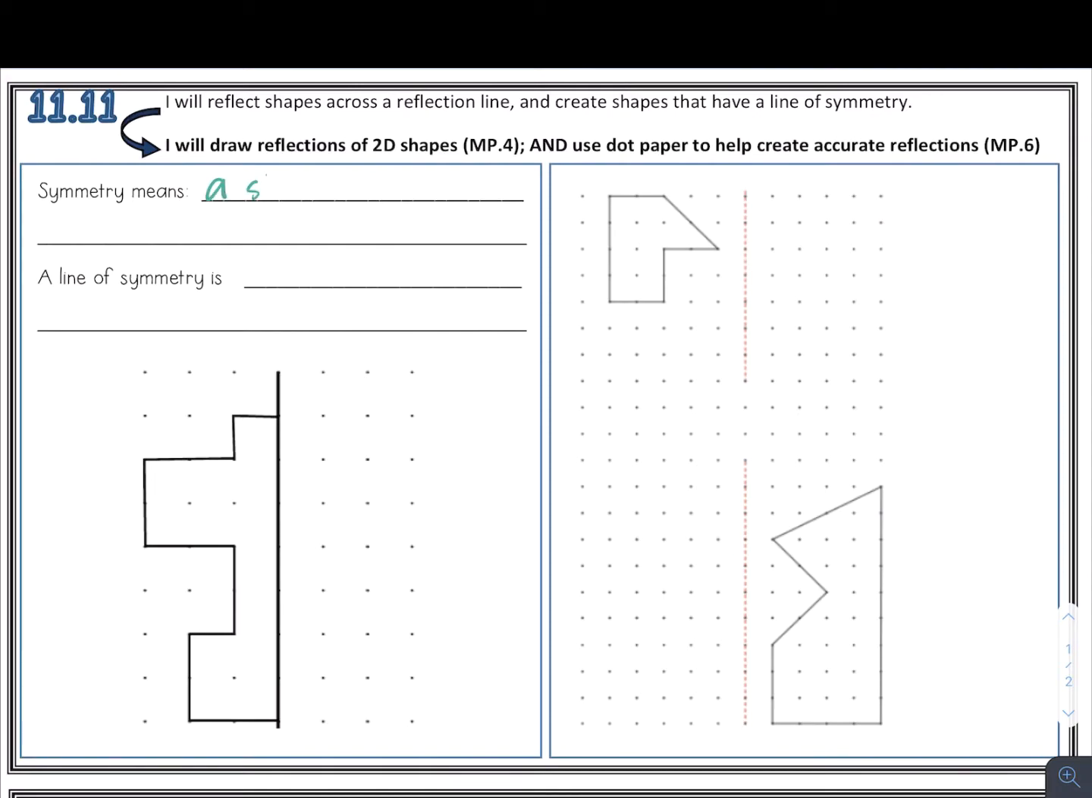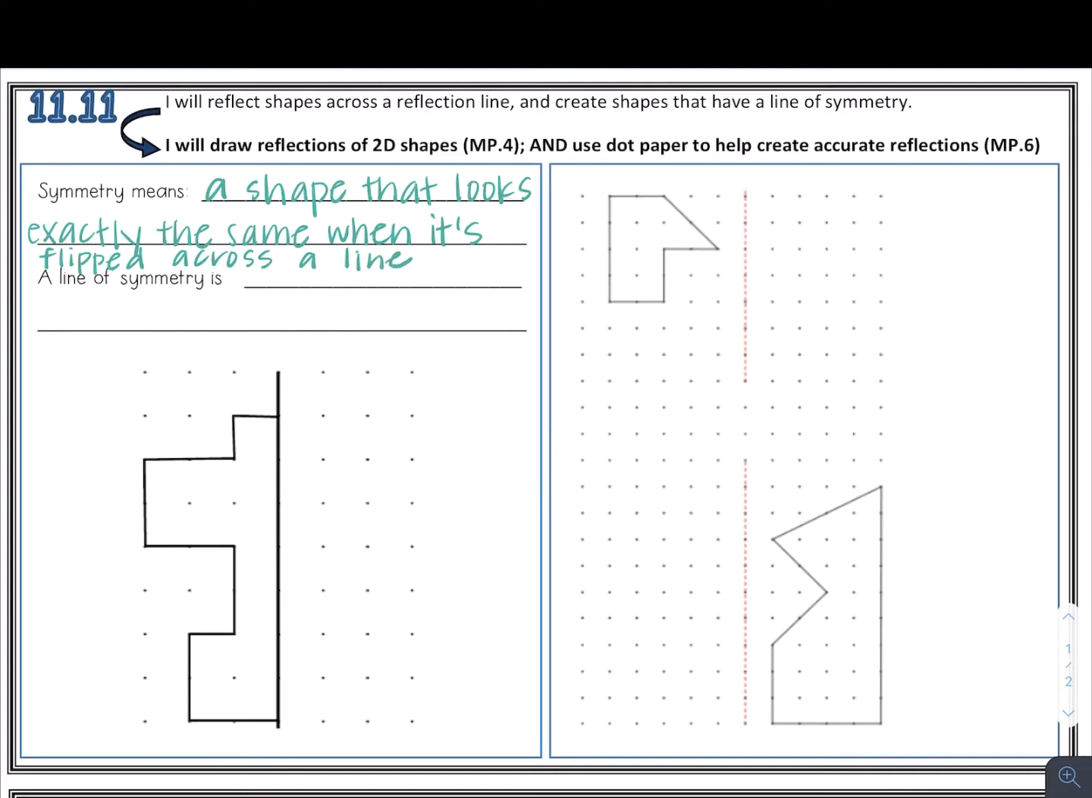Symmetry means when you have a shape that looks exactly the same on one side and the other side when you flip it over a line of symmetry. Okay? So a shape that looks exactly the same, or one half looks like the other half when it's flipped across a line. The line does not have to be vertical, it can be horizontal, and it can be diagonal.